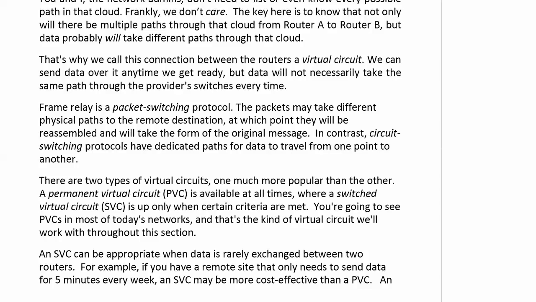It can be appropriate, though, when data is rarely exchanged between two routers. The reality is that frame is so cheap, and permanent virtual circuits are so cheap, the providers would rather you use PVCs. It's rare, but on occasion you could have a remote site, and I've worked with these before, where they literally only communicate with the hub of the network 5 minutes a week. They have to send a little bit of data out there, a little bit of payroll data in, who knows, once a week, something like that. Well, in that situation, an SVC may be more cost effective than a PVC.